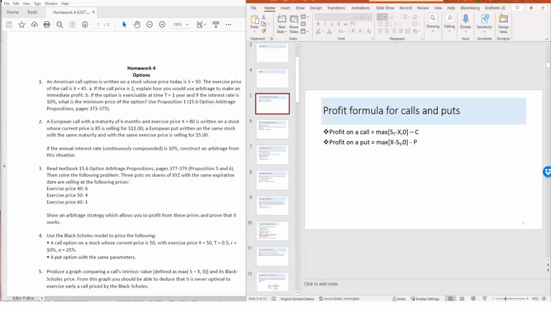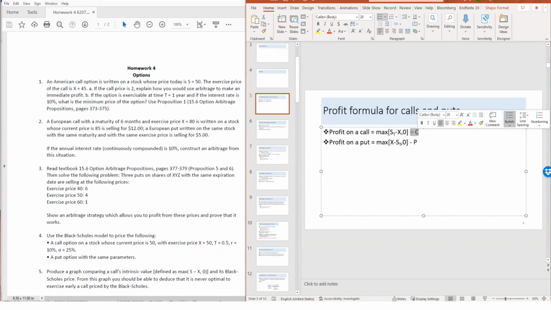This video is a review for options, and we're going to use exercise from homework 4 to drive the review. First, the intrinsic value of the call option and put option is given by the formula, which you can use this max function in Excel and get the intrinsic value here. And to calculate the profit or loss on the call, then you need to add one more thing.